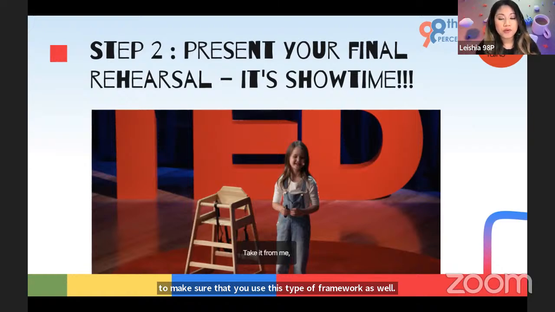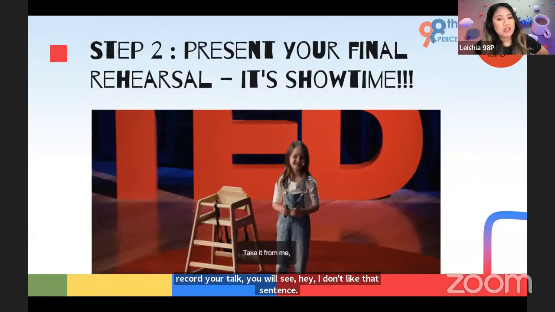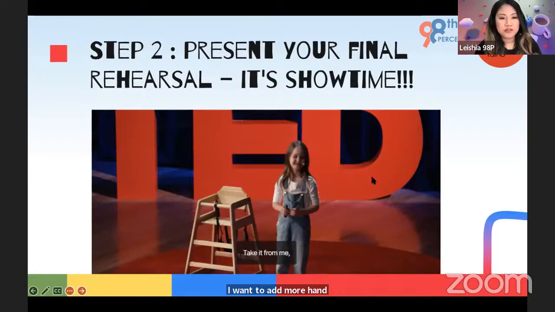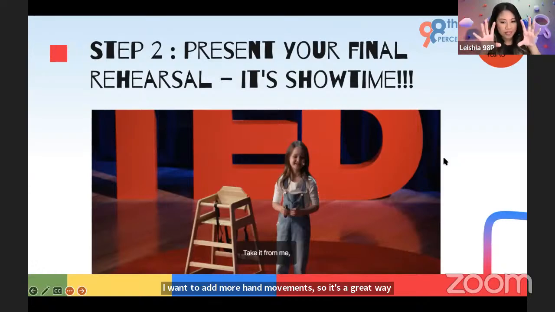And this will help you see any last minute edits. Maybe when you record your talk, you will see, hey, I don't like that sentence after all. Or you're going to see, you know what? I see that my hands are just here the whole time. I want to add more hand movements. So it's a great way for you to see yourself and really see the big picture before your final upload.